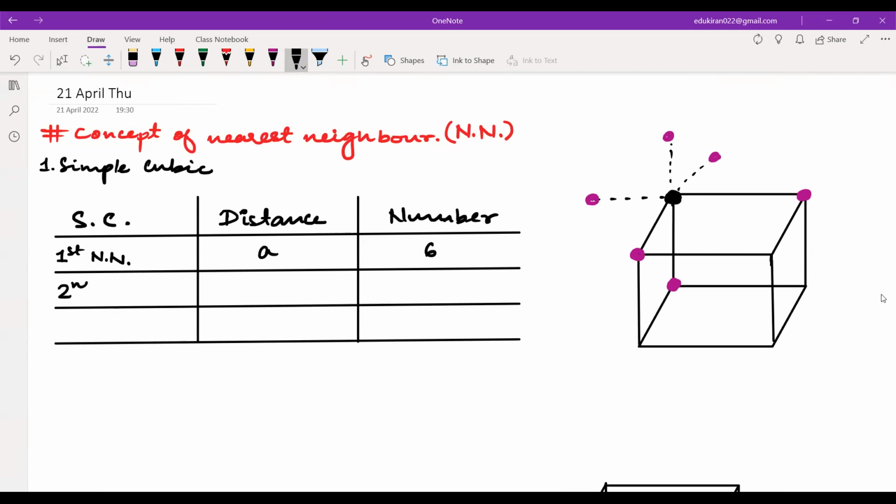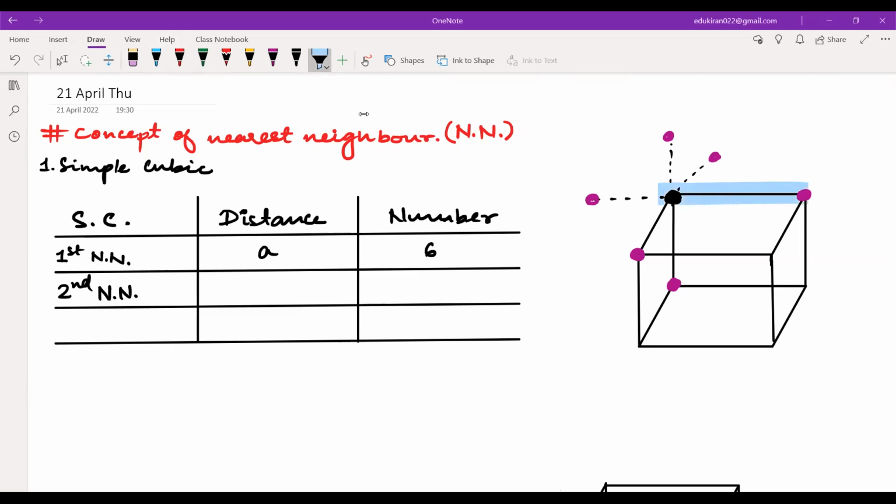Second nearest neighbor. Now this is important. For second nearest neighbor, what you need to do? Your second nearest neighbor will be the neighbor of your nearest neighbor. You understood what I said? Your second nearest neighbor will be the neighbor of your neighbor. The second nearest neighbor will be the neighbor of your neighbor. So this will be which atom?